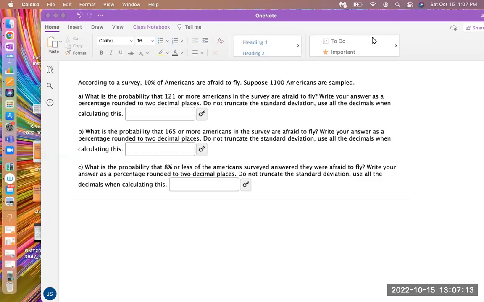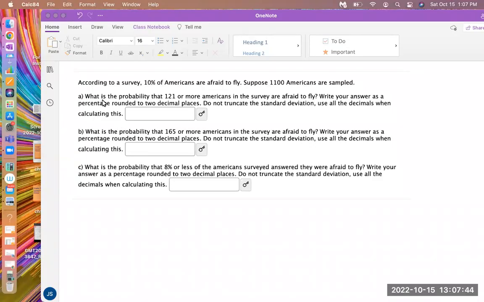According to a survey, 10% of Americans are afraid to fly. Suppose 1,100 Americans are sampled. What is the probability that 121 or more Americans in the flight are afraid to fly? Write your answer as a percentage, round to 2 decimal places, and do not truncate the standard deviation. Use all the decimals when calculating this.